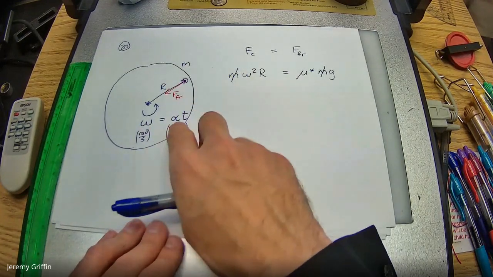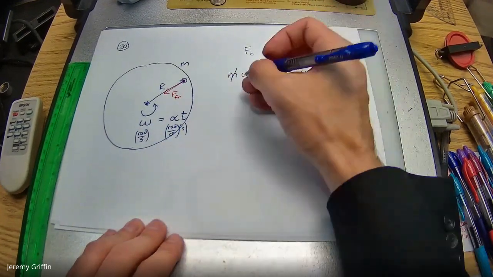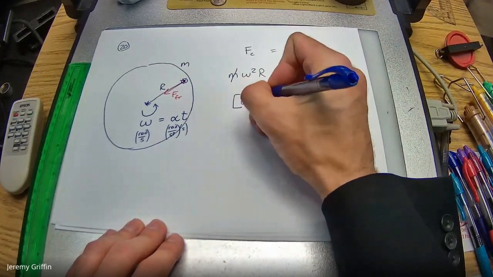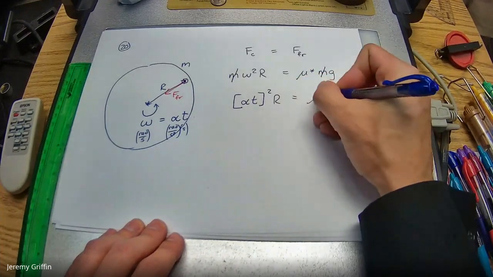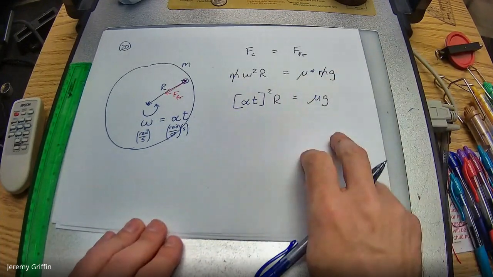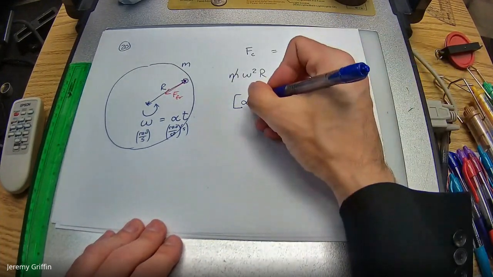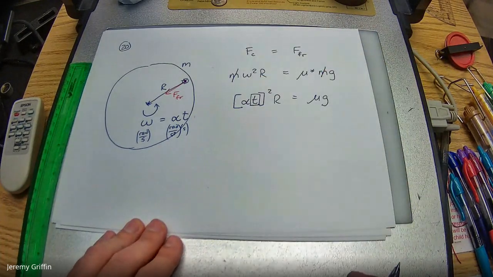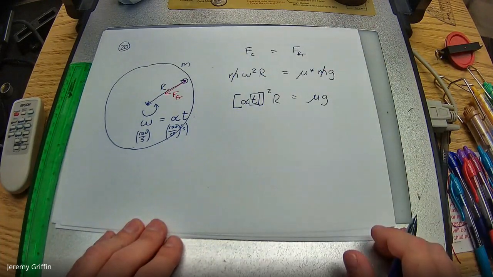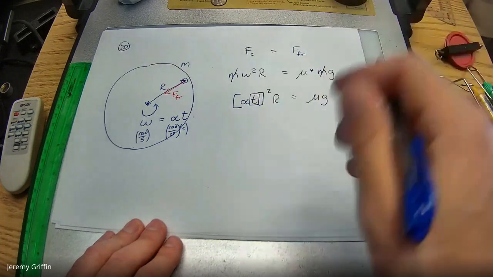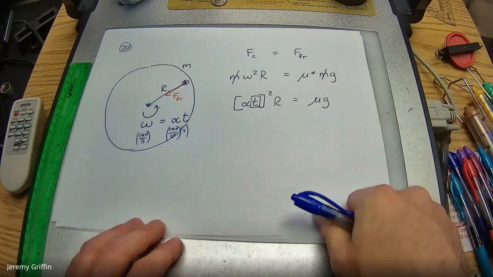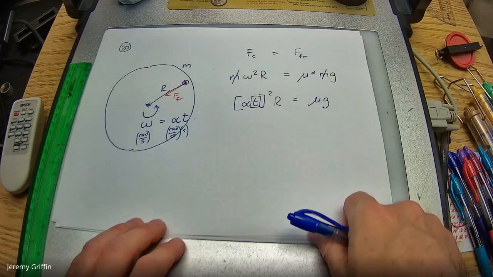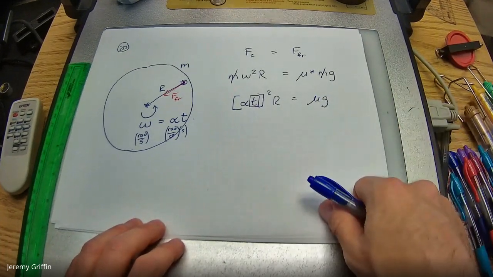Now, omega is actually not a constant value. It's a function of time, isn't it? It's alpha times t. So let's sub that in. So (alpha t) squared r is equal to mu g. And the question is, how much time does it take before that thing starts slipping? Oh, well, can we just do some algebra and solve for t? That's it. I mean, if you got that far, then you can do physics, because the rest of this is just algebra. That's all the physics. We're done with the physics.